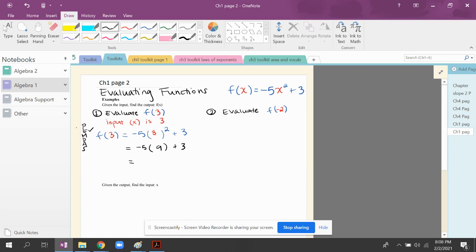Next, we want to do our multiplication. So we'll do -5 times 9 is -45 plus 3. Finally, there's no division. We'll want to do our addition to get -42. So all in all, we can say that f of 3 equals -42.